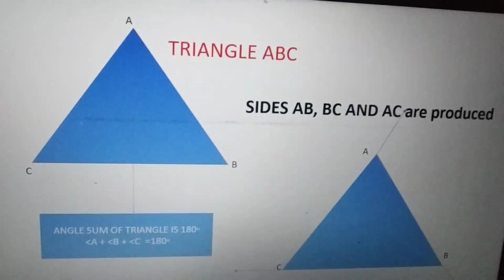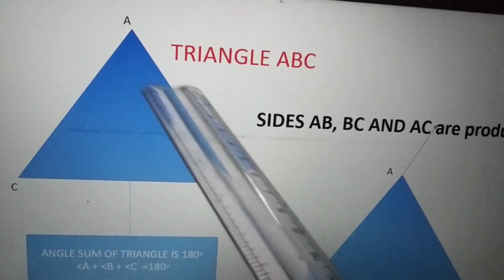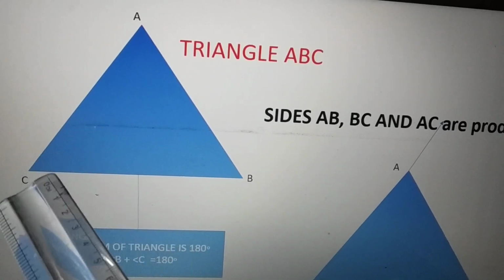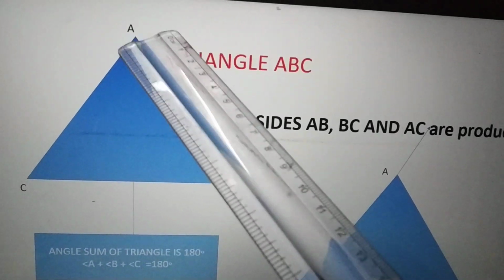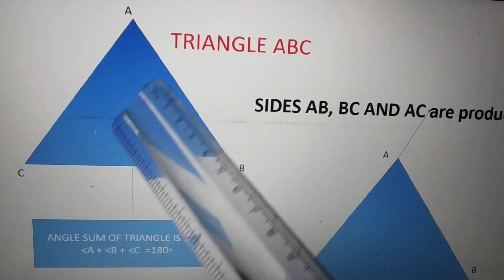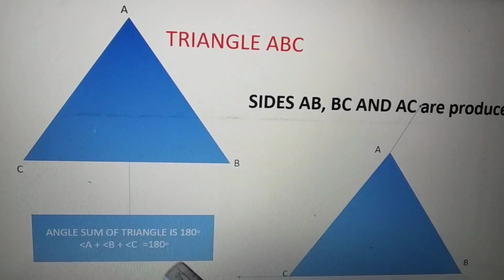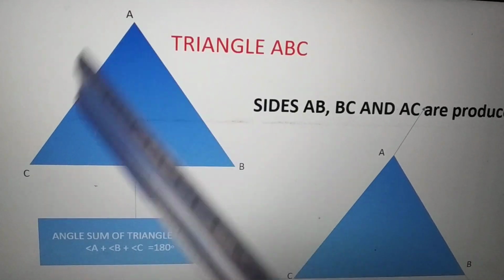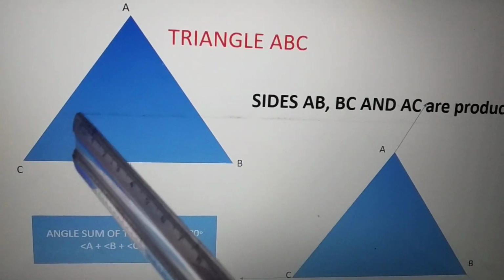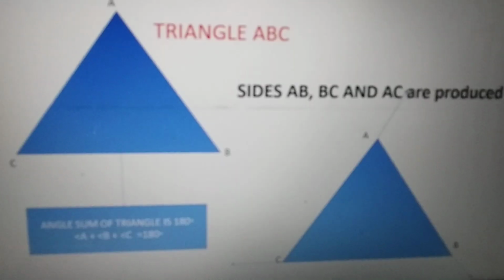Now, moving on to this triangle ABC, here you have three sides AC, BC and BA. As you learnt earlier, the angle sum property of a triangle is 180 degrees. That is, angle A plus angle B plus angle C is equal to 180 degrees.